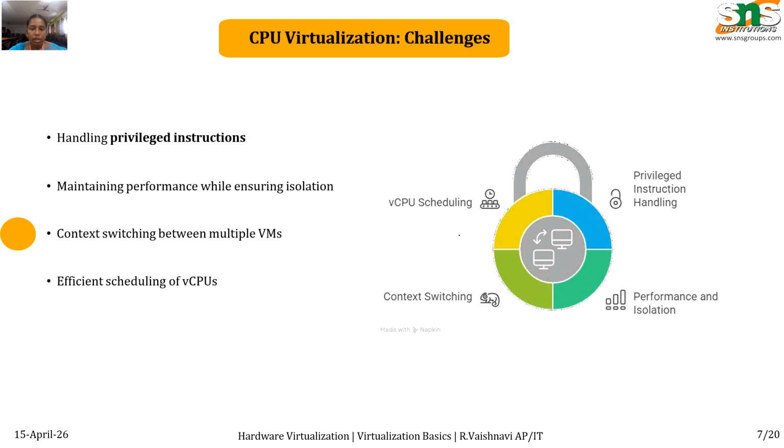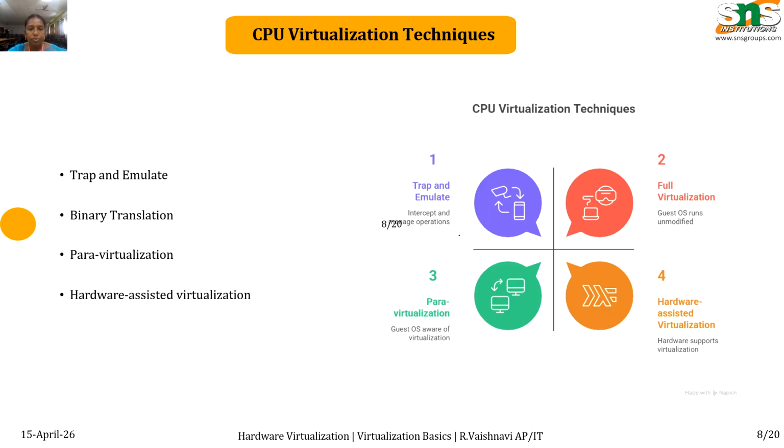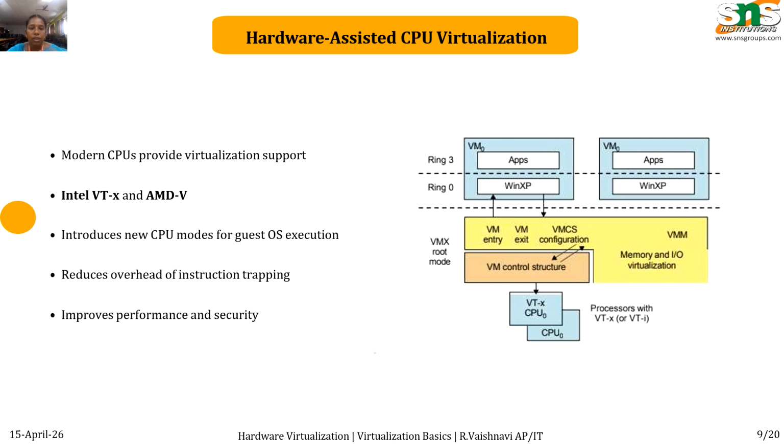Next one will be the challenges of CPU virtualization. Here they are handling the privileged instructions and maintaining the performance while ensuring the isolation, and then context switching between the multiple virtual machines and the efficient scheduling of the virtual CPUs. Here we have the techniques of CPU virtualization, that is trap and emulate, binary translation, para virtualization, hardware assisted virtualization.